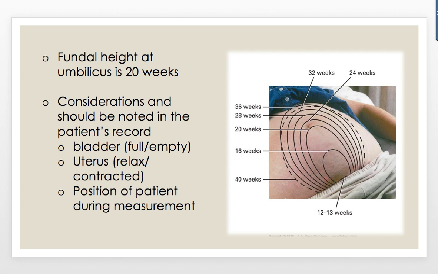So fundal height at 12 weeks is located at the symphysis pubis. 20 weeks is located at the umbilicus. And 36 weeks is at the xiphoid process of the sternum. At 37 to 40 weeks, there is a regression of the fundal height as the fetus descends deeper into the pelvic cavity to prepare for birth, which is otherwise known as lightning.